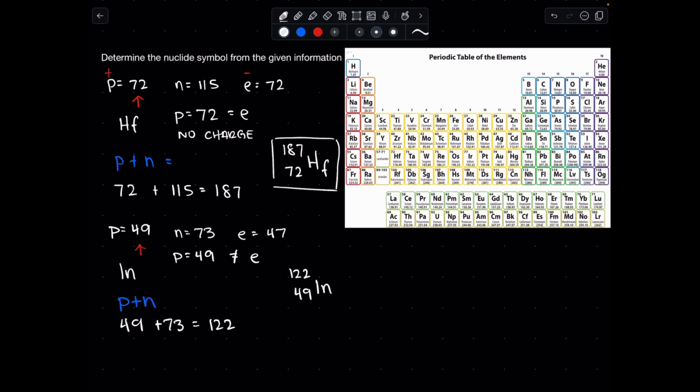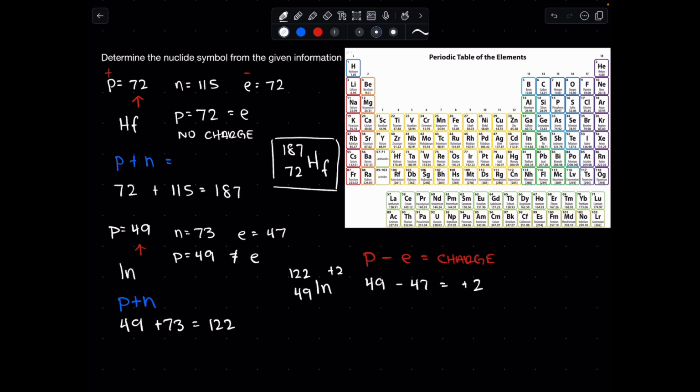So what we're going to do to determine what our charge is going to be is we will take our number of protons. Let's do this in red. So protons minus electrons is going to be equal to our charge. So we're going to take our protons, which is 49. We're going to subtract 47, and that is going to be equal to a positive 2. And that becomes our charge. So this 122 over 49 indium actually has a plus 2 charge on it.